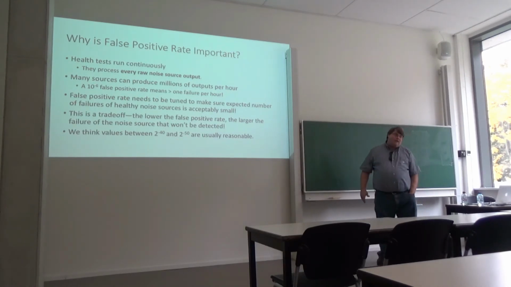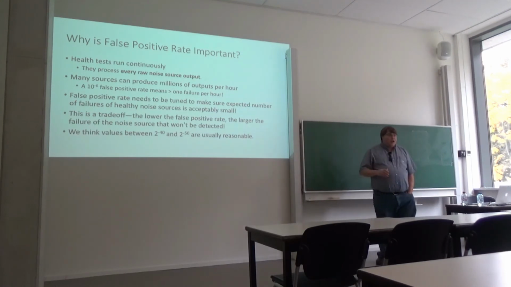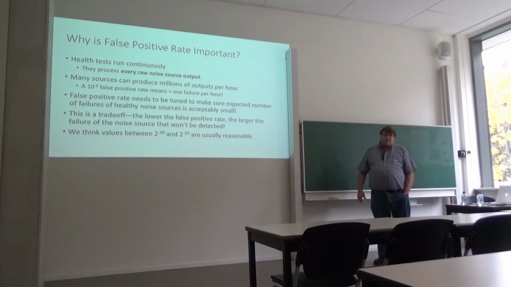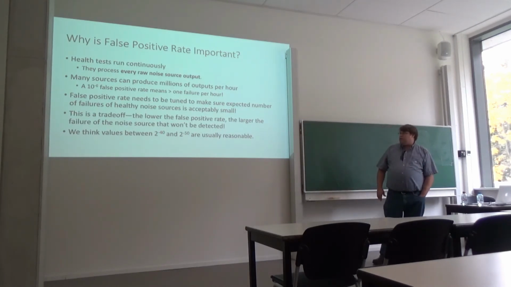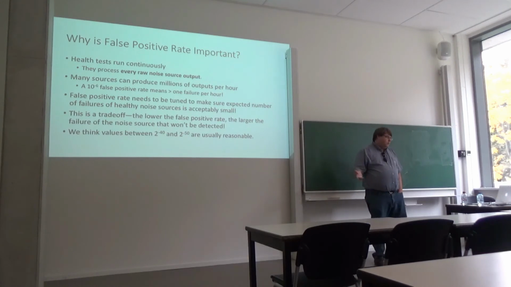But this is a trade-off. It's the standard trade-off everywhere in statistics: you can make the false positive rate lower, but then you also miss more bad things. So we think in general, for the tests that we've looked at, 2 to the minus 40 or 2 to the minus 50 false positive rates are not so hard to achieve and give reasonable numbers.